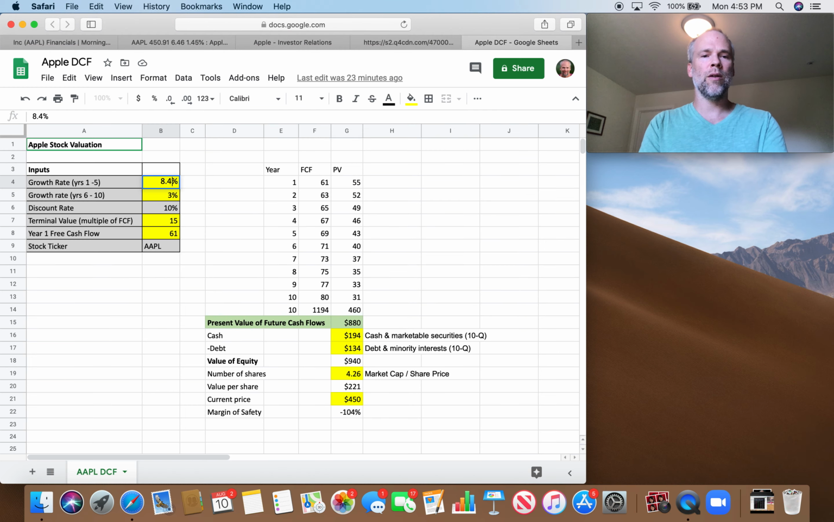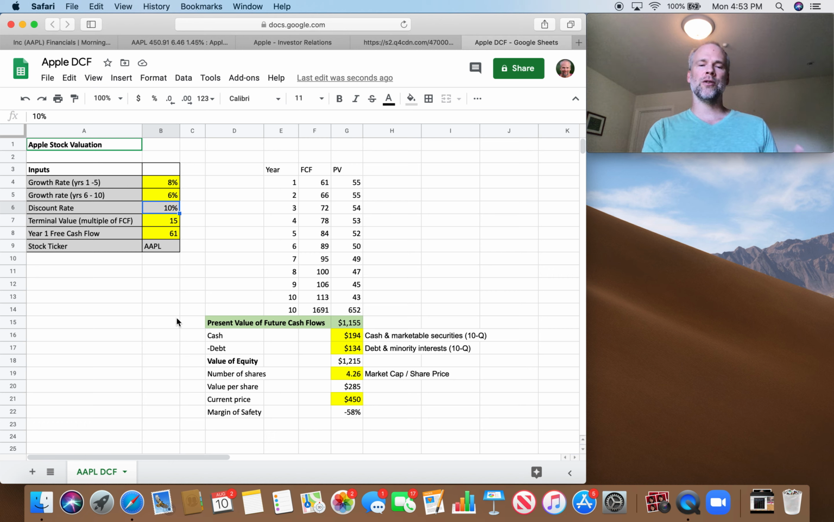So let's put 8.4 in here, and we'll assume it's going to taper down from that 8.4 down to 3% over the following 5 years. So we'll take the average of 8.4 and 3. What is that? About 6. Let's just say it's 6. Okay. So if we do that, our value per share goes from 221 to 285. That's quite a jump. So let's massage this a little bit more.